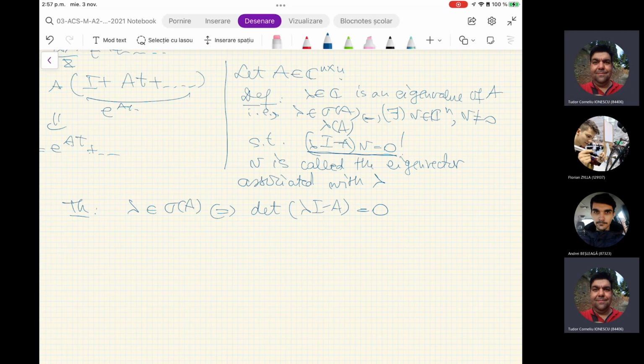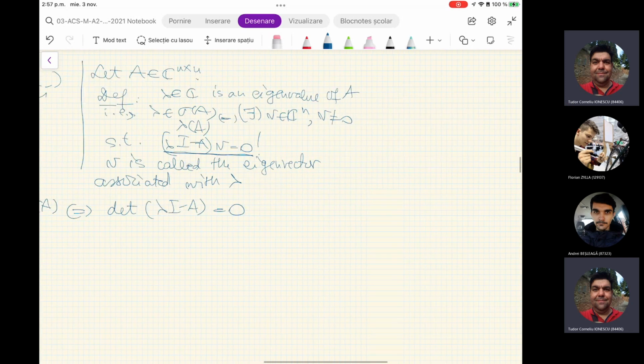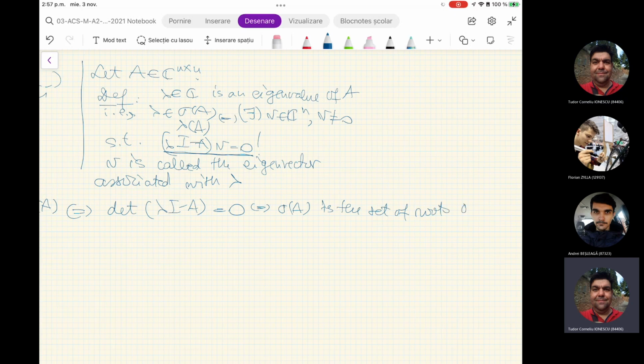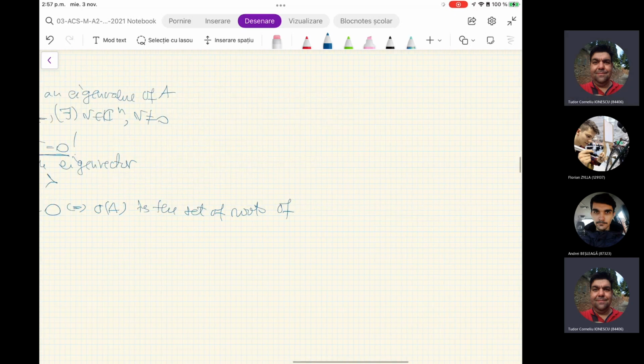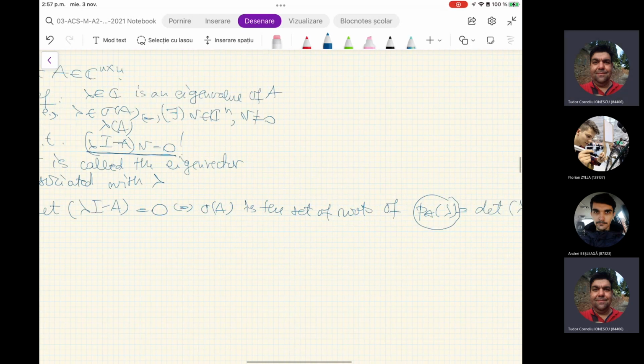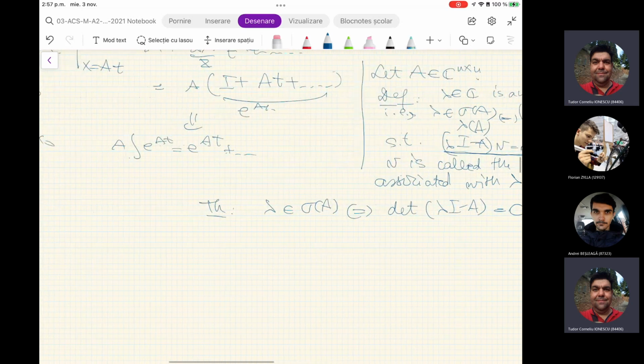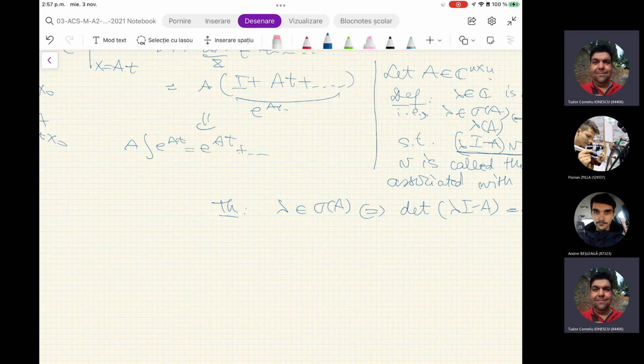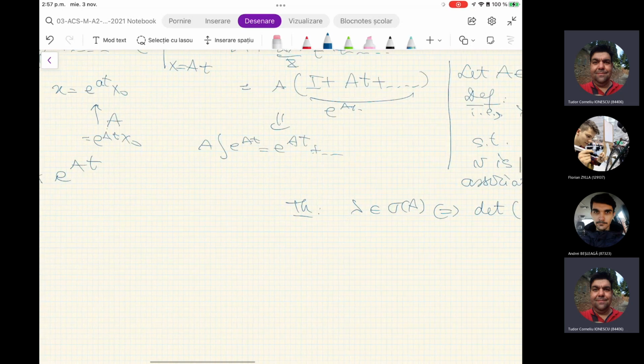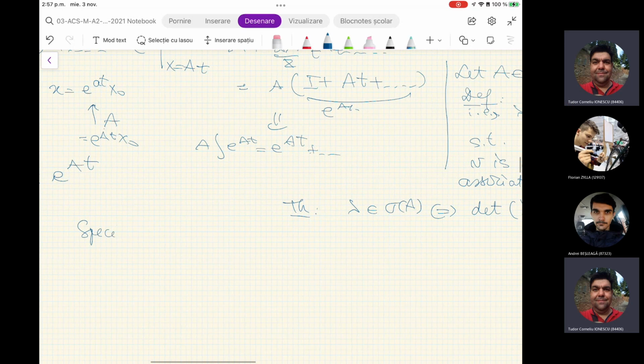So the eigenvalues, that means, is equivalent to saying that the spectrum of the matrix A is the set of roots of the polynomial p_A(lambda), the determinant of lambda I minus A. This is called the characteristic polynomial of the matrix A. We talk about non-derogatory matrices where the minimal and the characteristic polynomial are one and the same thing.